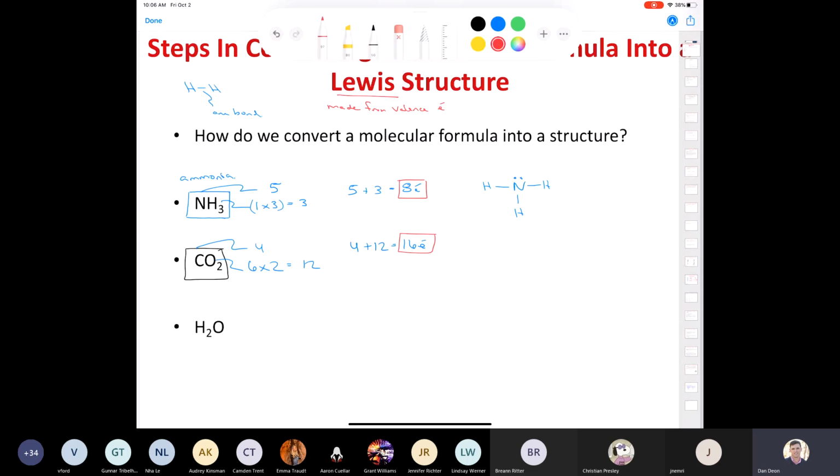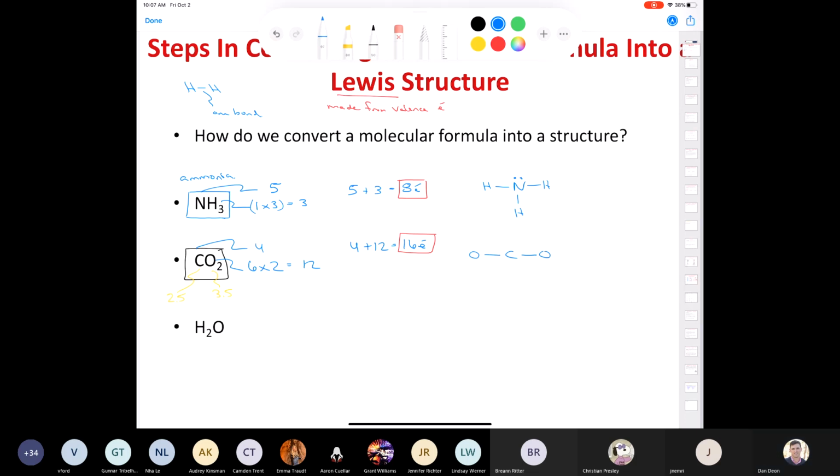Now, there's a rule that's going to come up on the next slide, and it applies most of the time, not all the time, but most of the time. And the rule is we put the least electronegative element in the center in a Lewis structure. What does that mean? If I look at the electronegativity of carbon, its electronegativity is 2.5. The electronegativity of oxygen is 3.5. So we're going to put the carbon in the center. So here's where I'm going to start with my Lewis structure. I'm going to put a carbon in the middle, and I know it's got to have bonds to oxygen.